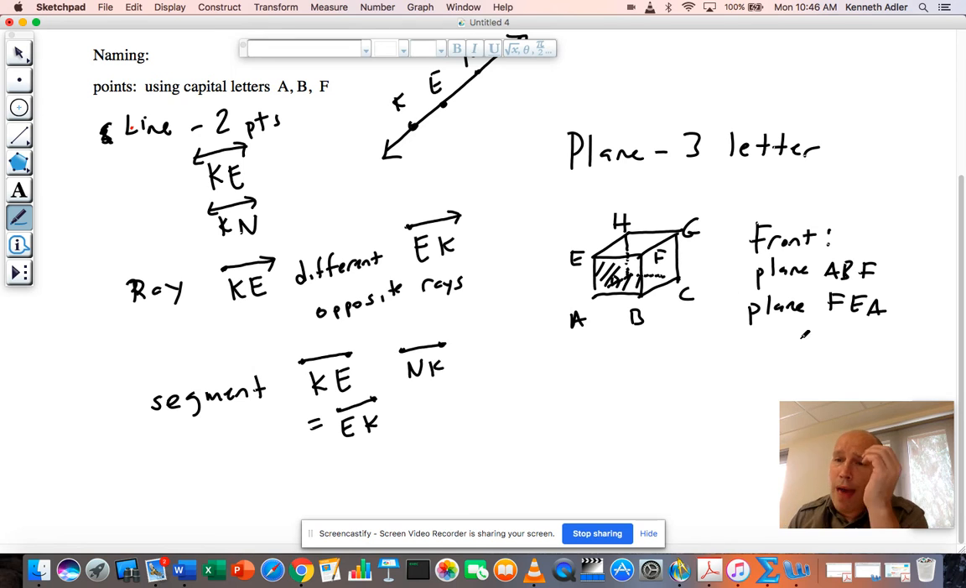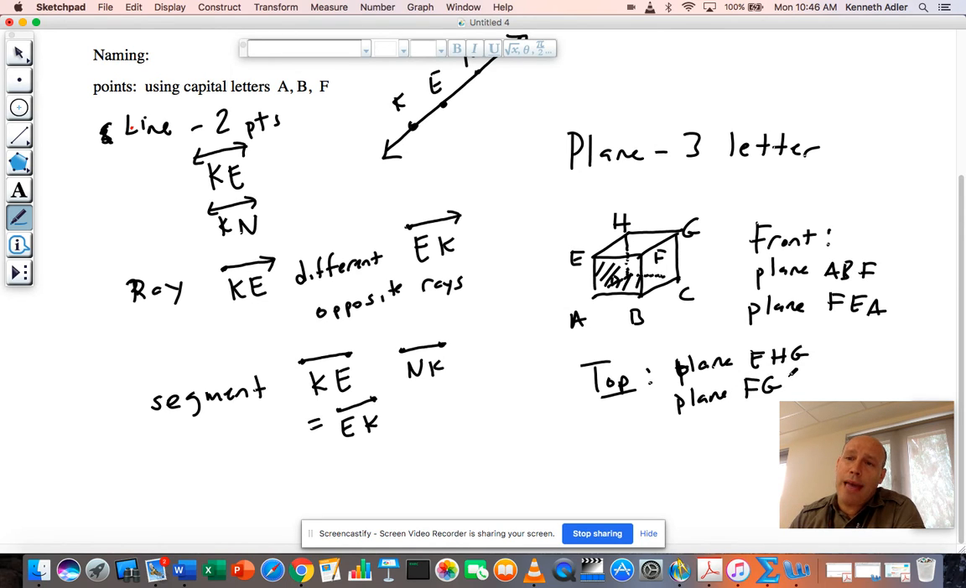Please remember that we want to keep the letters in order. We want to move around. How would we label the top? We might say plane EHG. We also might say plane FGH. Once again, we keep the order as we move around the plane.